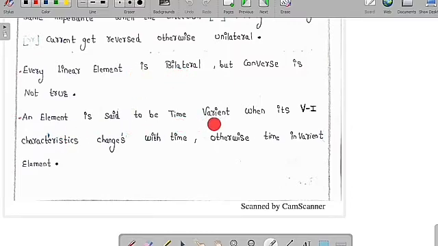An element is said to be time variant when its VI characteristics change with time, otherwise we call it a time invariant element. That means if the characteristics of VI change with respect to time, then it is a time variant element, otherwise it is a time invariant element.